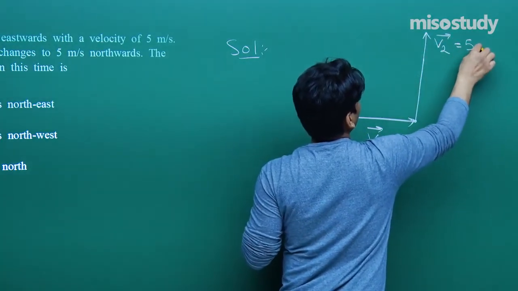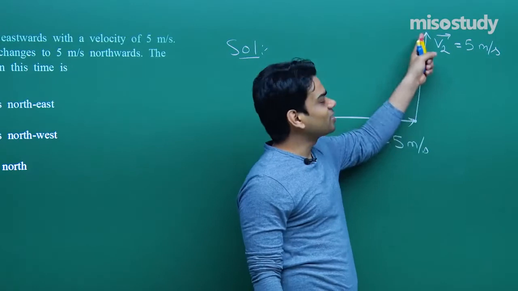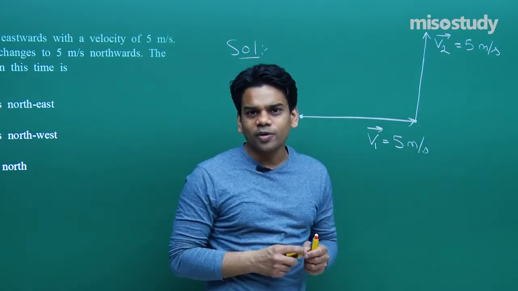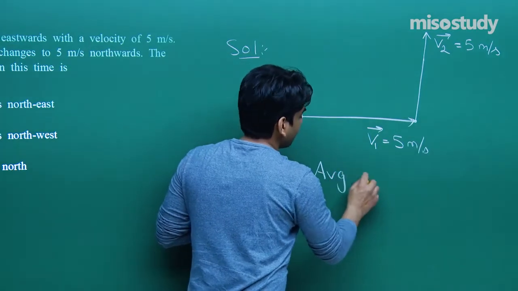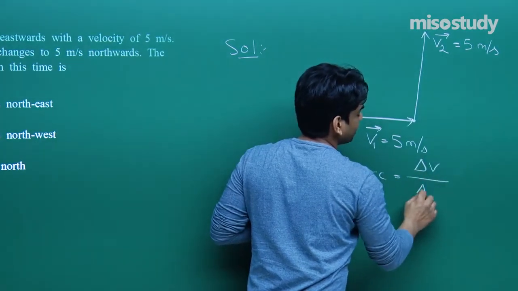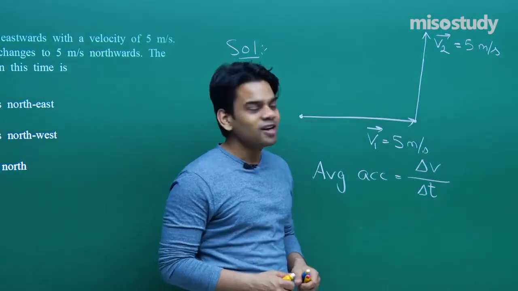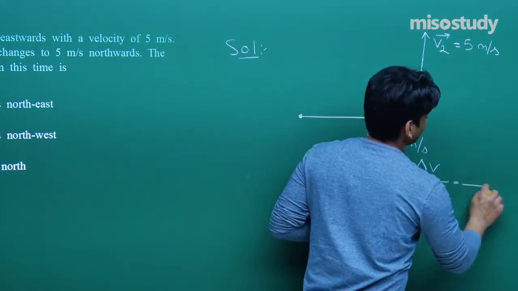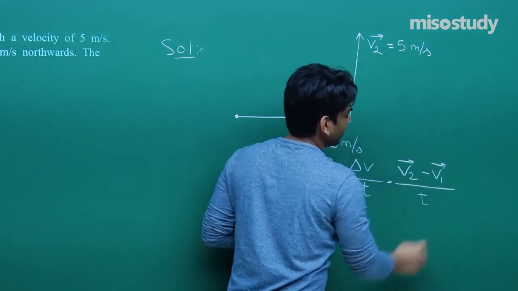So I am marking V1 and V2 for two different velocities, although they have the same magnitude. This is the initial velocity, and this is the velocity after some time. We know that average acceleration is change in velocity upon time. So let me write down. Average acceleration is change in velocity, so delta V upon delta T. Now with these two vector quantities, velocity is a vector quantity, how can you find out the change? Change will be simply V2 minus V1. So let me write down V2 minus V1 divided by the time taken.